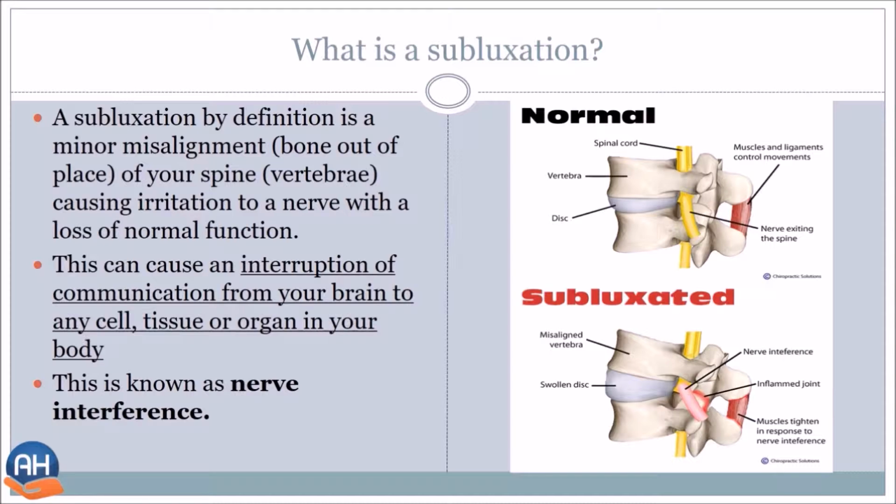Specifically, it can affect communication from your brain to any cell, tissue, or organ in your body because it goes down your spinal cord, and if your spine is out of place, then that could easily affect how your nerves relate to your body. This is also known as nerve interference, when your nerves are interfered by a bone out of place, or, as we said, a subluxation.